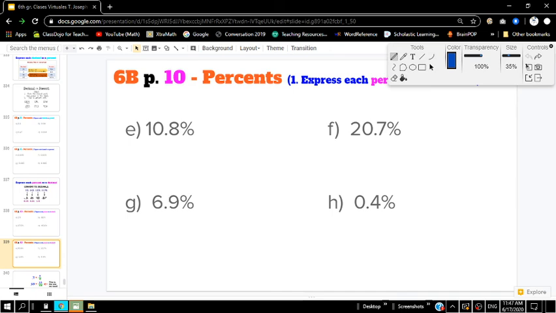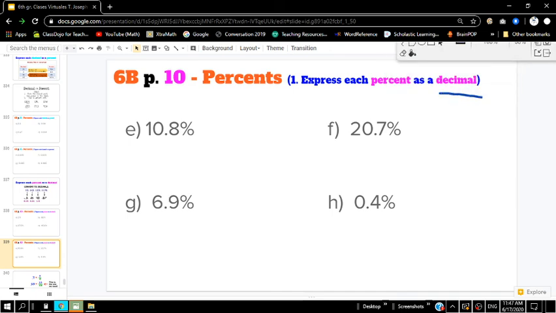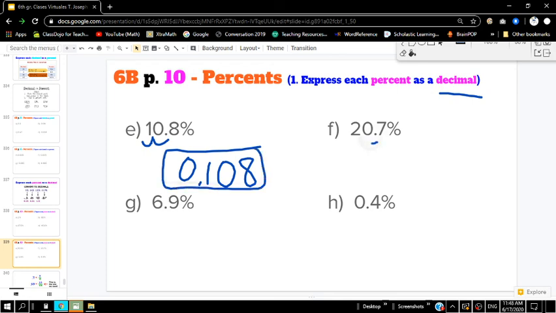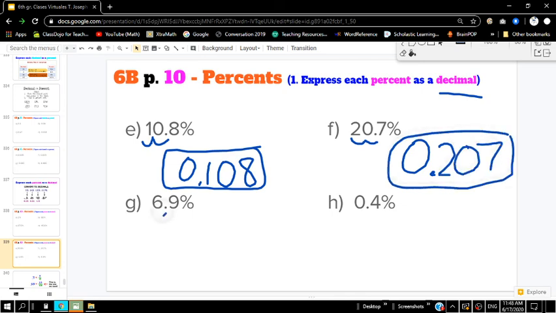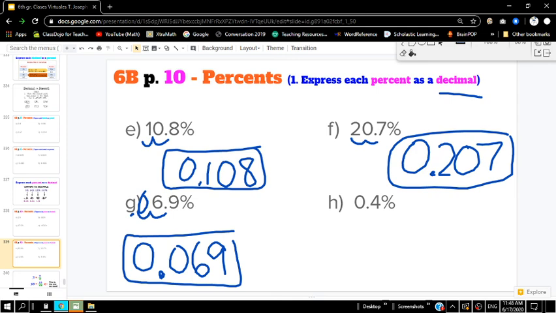8% as a decimal, I'm sorry, is, move a decimal point over 2 spots, so we have 0.108. Moving decimal point over 2 spots, we have 0.207. Move a decimal point over 2 spots, leave my open space for that 0, so it's 0.069 and 1, 2. So we have 0.0. This time we have 2 zeros, 004.